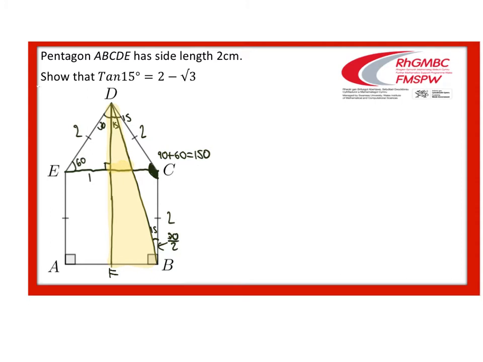Now actually I know one of the sides. That's BF, that's 1. I've just split that square in half. And actually I know part of that perpendicular height because I know it's a length 2. So can I find this little bit here? And the answer is yes.